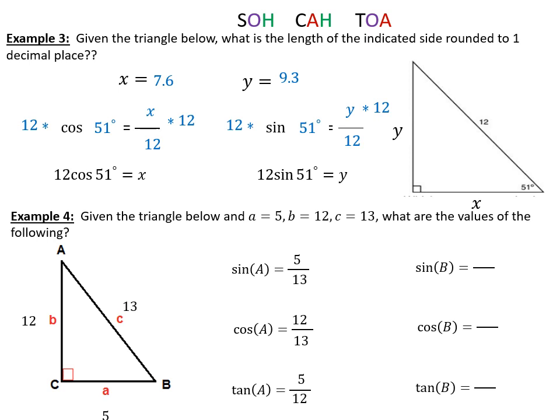Sine of B, well, B is down there at the bottom, and opposite it is 12, so that would be 12 over 13. Notice the sine of B equals the cosine of A when we're working with the same triangle. So that kind of means cosine of B should equal the sine of A. And cosine of B, adjacent is 5, hypotenuse is 13. That works. Tangent of B, that's just going to be 12 over 5.